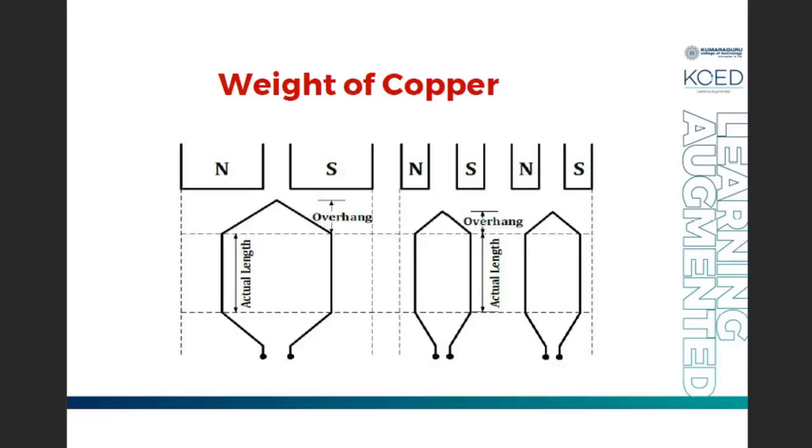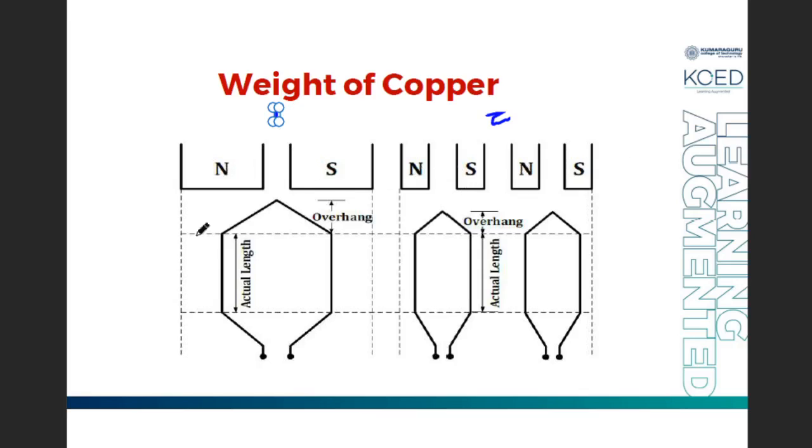The next factor is weight of the copper. Here, copper means the windings which are placed in your armature slots. So what happens if we increase the number of poles with respect to the copper portion? This portion is case 1 and this portion is case 2. In case 1, there are two poles, the first pole and second pole. This is a 2-pole machine and this is a 4-pole machine.